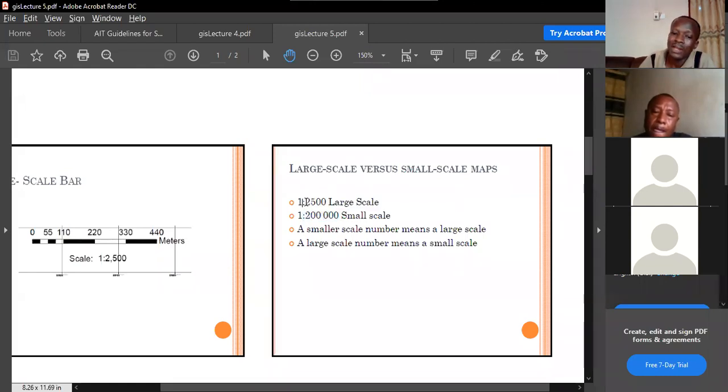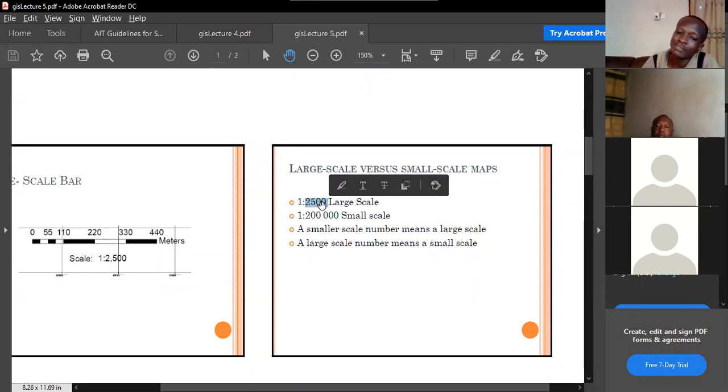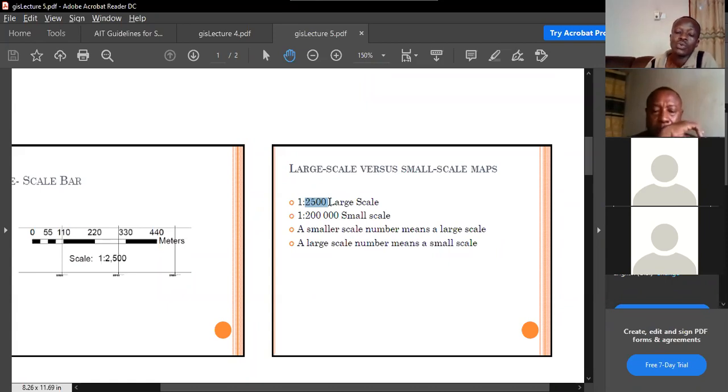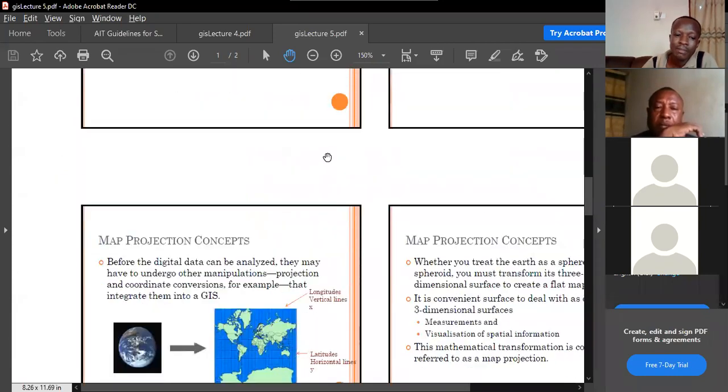So 1:2,500 is actually 1/2,500, and 1:200,000 is 1/200,000. Now, what does that mean? If you divide, a smaller denominator means you have a larger value. Not only does it make it a large value, it also ensures that objects can be distinguished on the ground when represented. When you deal with a large scale, your paper has to be very large to be able to show a lot of things. So that is it for map scale.